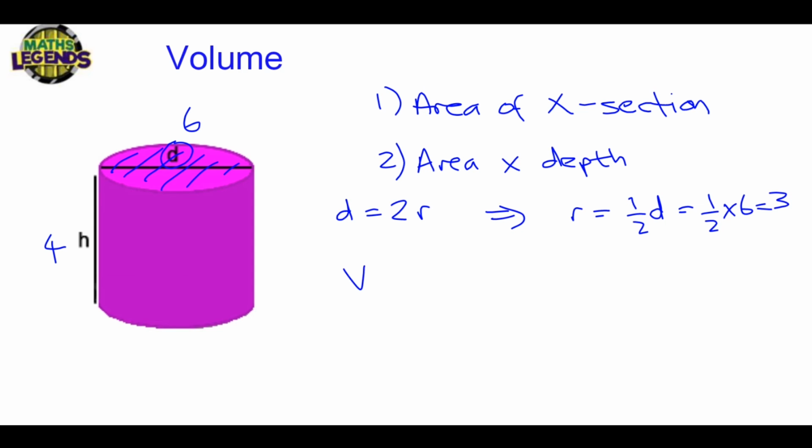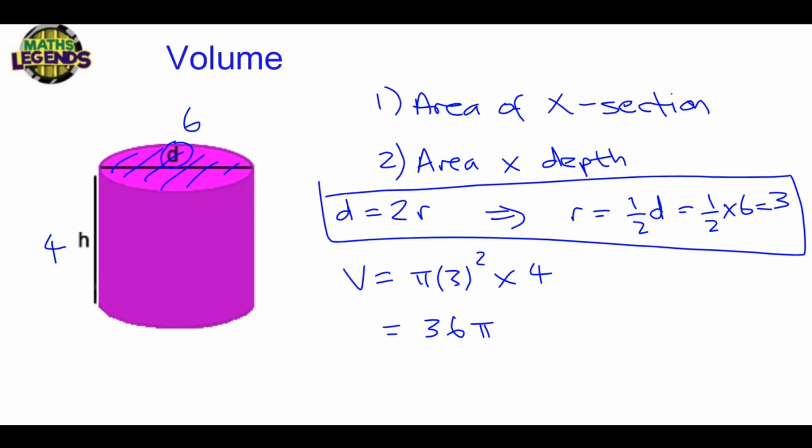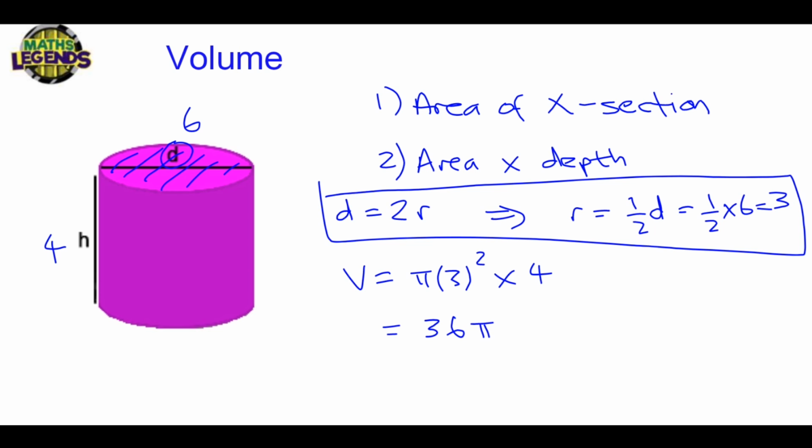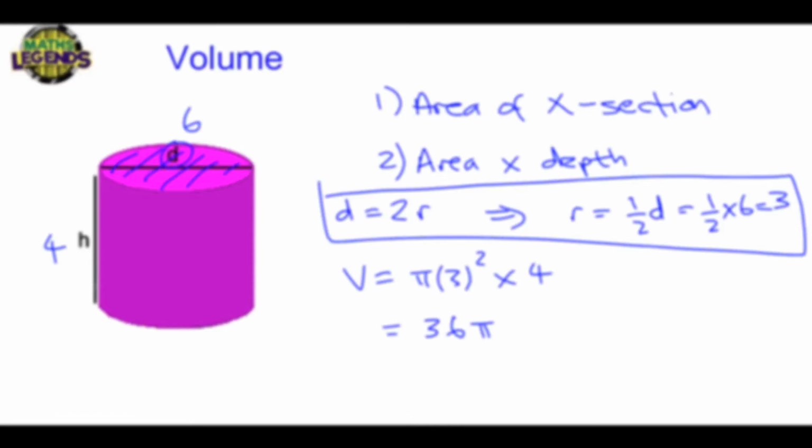So volume equal to pi r squared. So r here is 3. So that's 3 squared times the depth, which is 4, which is the same as what we had in the previous example. So the answer is 36 pi. So the only difference here is this step here, where we went from diameter to radius. And we went to radius because we needed it for the pi r squared formula to work out the area of the circle. Let's look at another example.